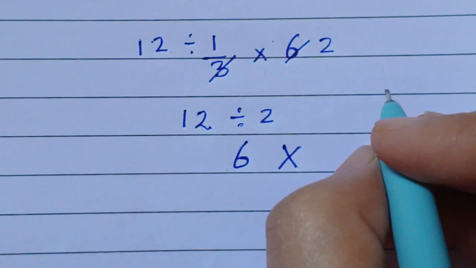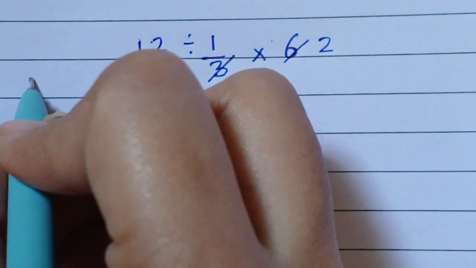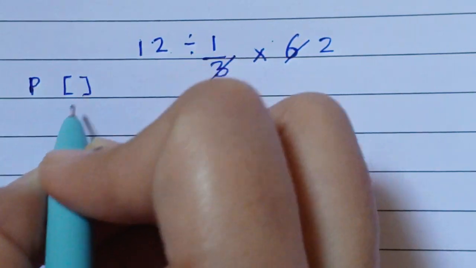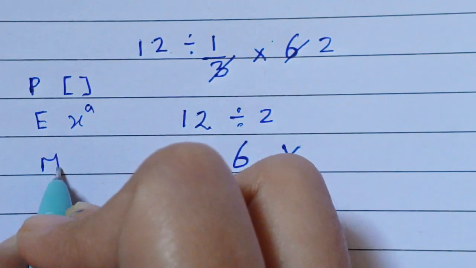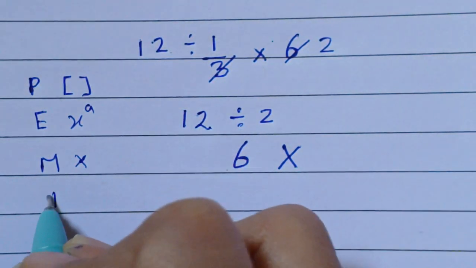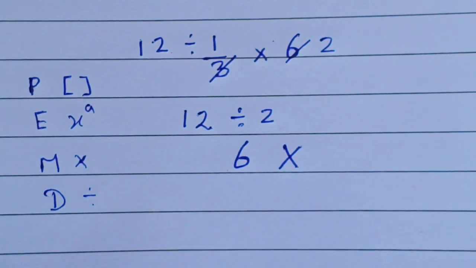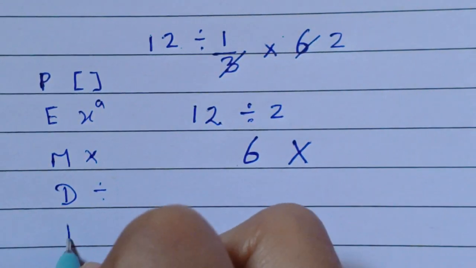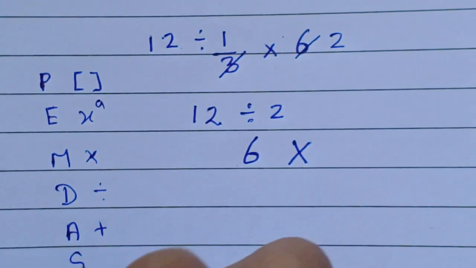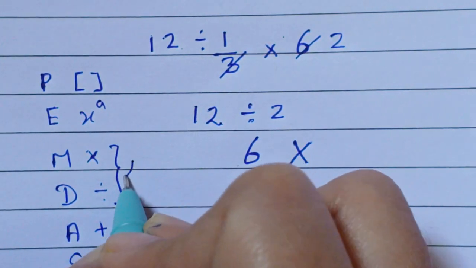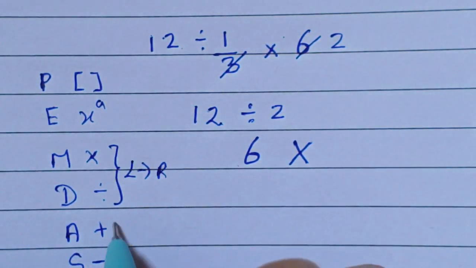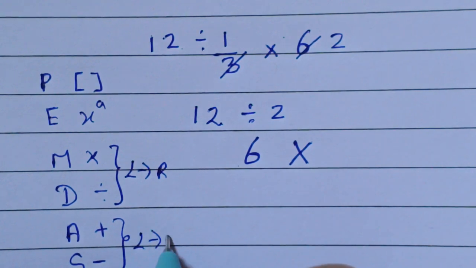Because according to the order of operations, which is PEMDAS, where P stands for parenthesis, E stands for exponent, M stands for multiplication, D division, A addition, S subtraction. Here multiplication and division both have equal priorities, therefore we go from left to right. Same for addition and subtraction.